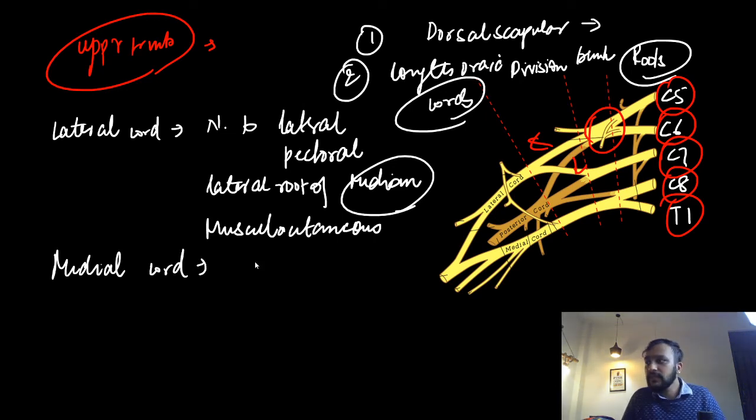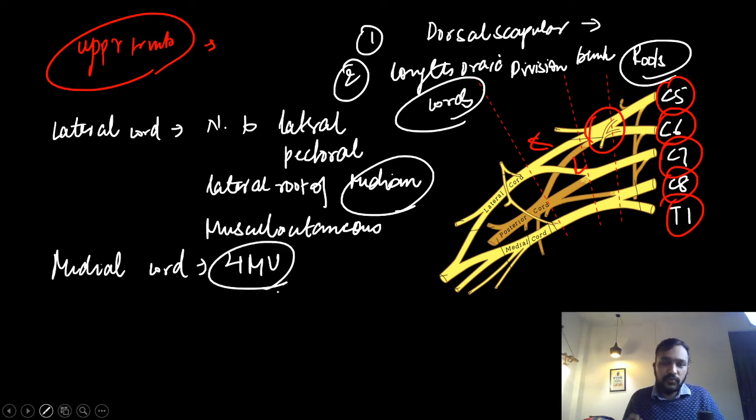And talking about the medial cord, okay, so there are five branches coming out from the medial cord which can be remembered with the simple mnemonic 4MU. So 4MU, there are four M branches. Okay, so this includes your medial cutaneous nerve of arm, medial cutaneous nerve of forearm, then you have medial root of median nerve, then you have your medial pectoral nerve, and U stands for ulnar nerve.